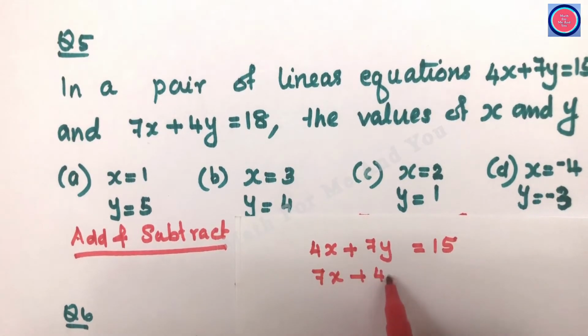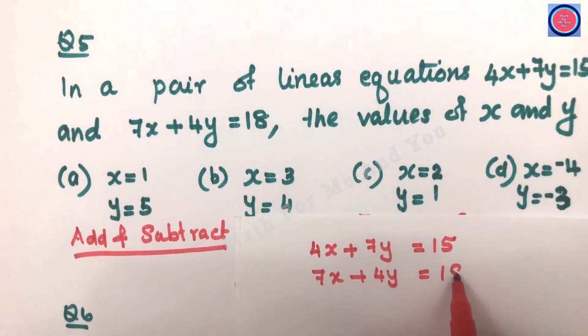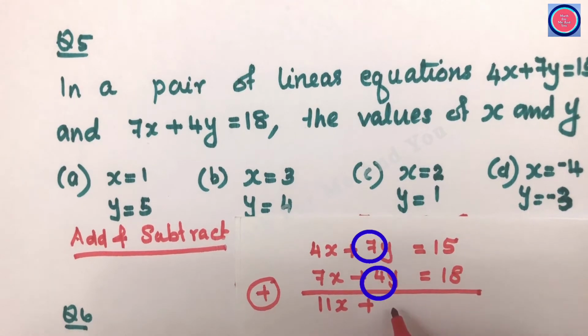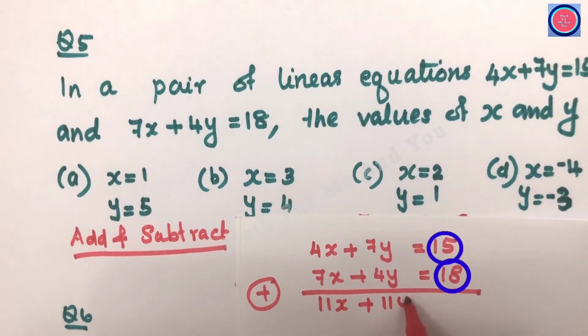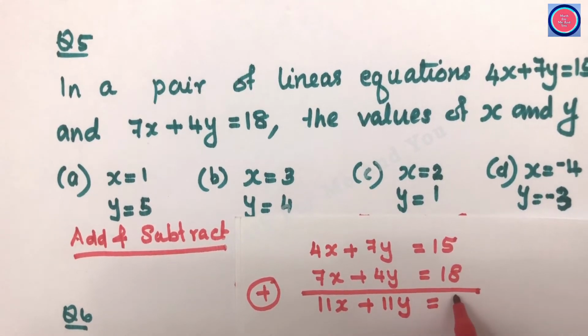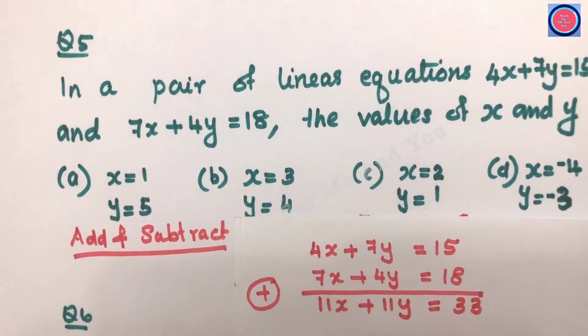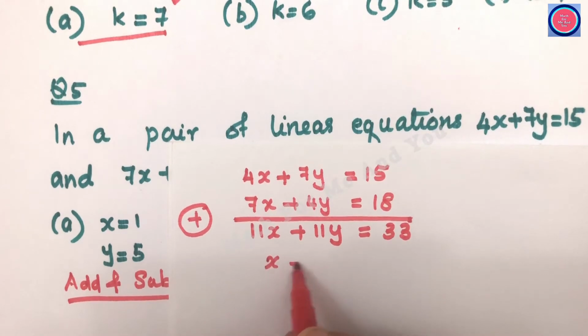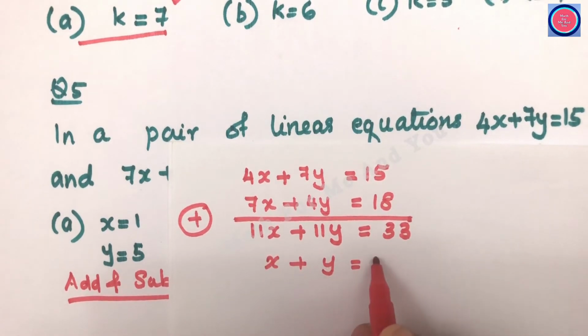4x plus 7y equals 15 and 7x plus 4y equals 18. First add the two given equations. X terms we are going to add. 4 plus 7, 11x, plus 7 plus 4, 11y, is equal to 15 plus 18, that is 33. We can see 11 is a common factor, so divide throughout by 11. Then we get x plus y equals 3. This is equation number 1.